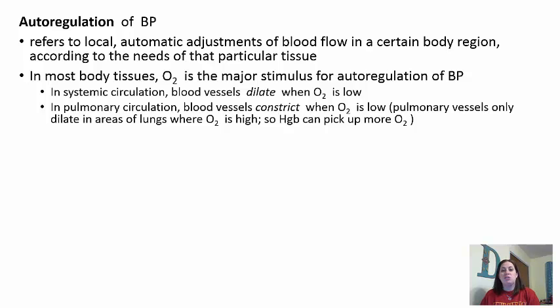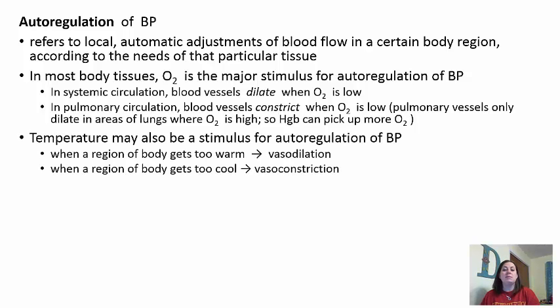In most body tissues, oxygen is the major stimulus for this autoregulation of the blood pressure. In the systemic circulation, blood vessels will dilate. They'll get bigger when the oxygen is low. This is to lower the blood pressure so that the blood spends more time there dropping off the oxygen. In the pulmonary circulation, blood vessels will constrict when O2 is low. The whole point there is to try to pick up as much oxygen as possible. However, in other areas in the lungs, if oxygen is present in higher amounts, those vessels will actually dilate to give them the chance to pick up the oxygen on that hemoglobin.